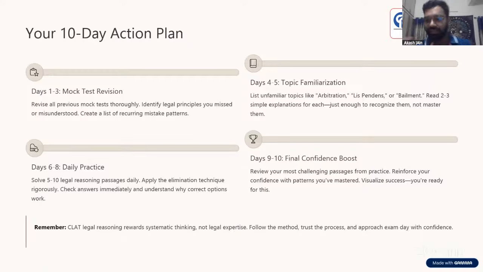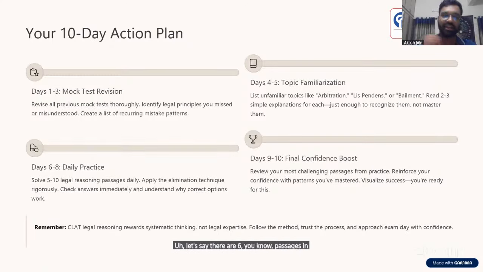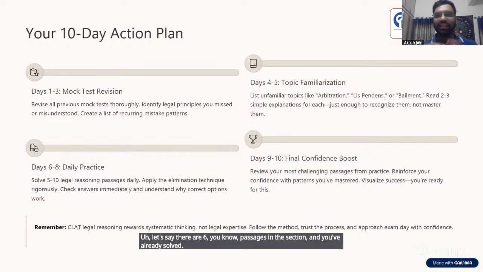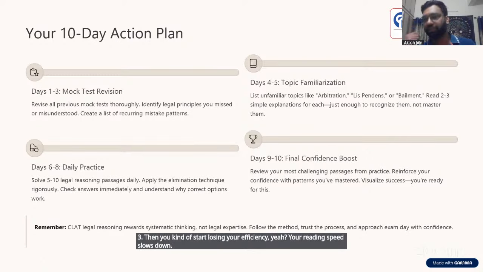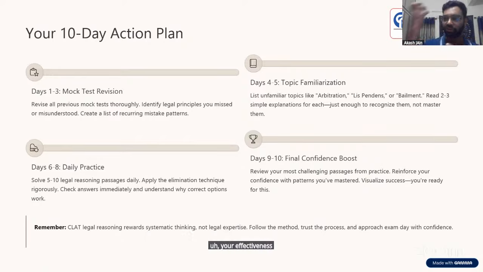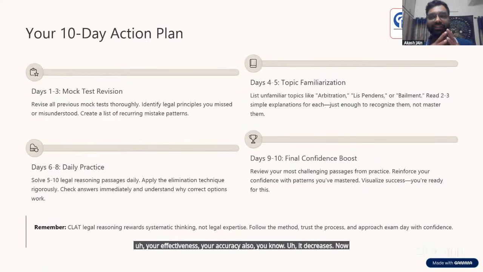Okay, now this is a very common problem pointed out by Just Dream with Me. Fantastic name. A lot of times when you read, let's say there are 6 passages in the section and you've already solved 3, then you start losing your efficiency. Your reading speed slows down, and your effectiveness and accuracy also decrease. Now, how do we deal with such situations?